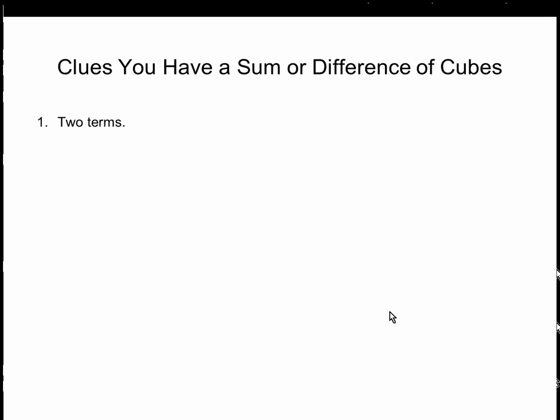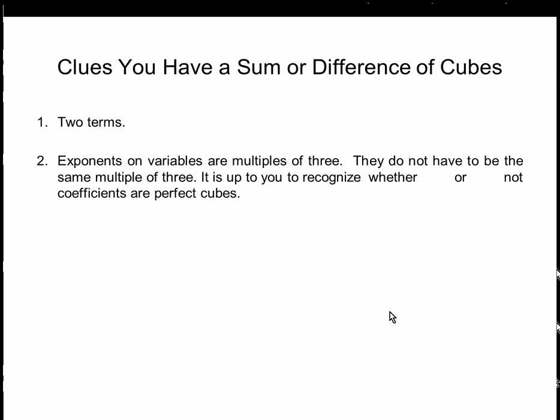Okay, now remember you want cubes, so the exponents and variables are multiples of 3. They do not have to be the same multiple of 3. It is up to you to recognize whether or not the coefficients are perfect cubes. And again, remember, just cube the numbers if you have to. 1 cubed is 1, 2 cubed is 8, 2 times 2 times 2. 3 cubed is 27, 4 cubed is 64, and so forth. Now, you do have to have variables. If you don't have any variables, you don't really have a factoring problem. You've actually got a my dear Aunt Sally problem.